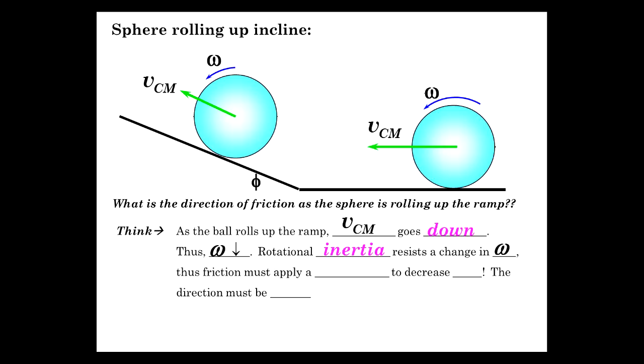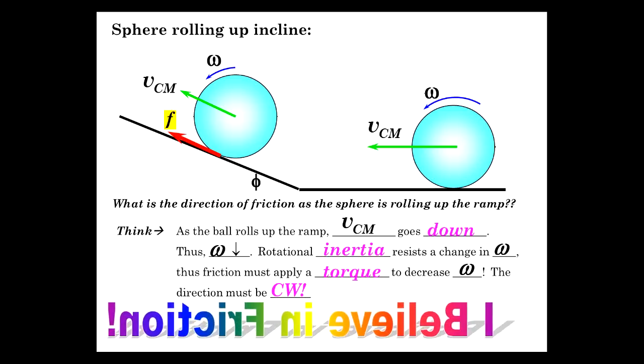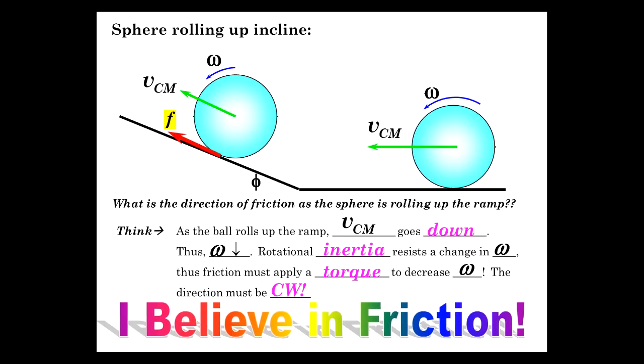In order for that not to happen, we already know that gravity cannot produce a torque about the center of mass. For omega to get less, friction must apply a torque to decrease omega. The only way for omega to go down is for an external torque to be acting in a clockwise sense around this thing so that omega is reduced. And for that to happen, you know the direction of the tangential friction force. It's got to be like this. That's the only way for omega to go down. So therefore, you just gotta believe in friction.